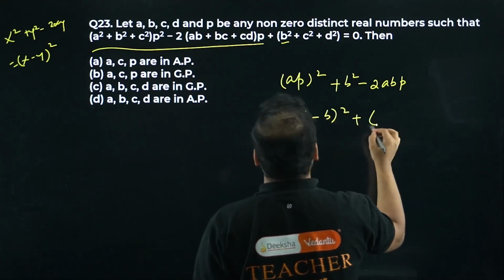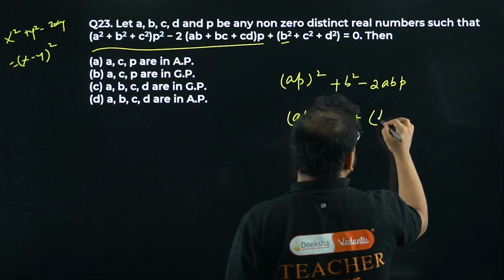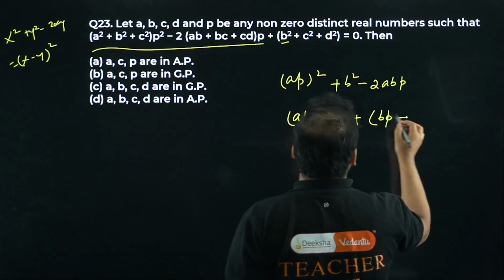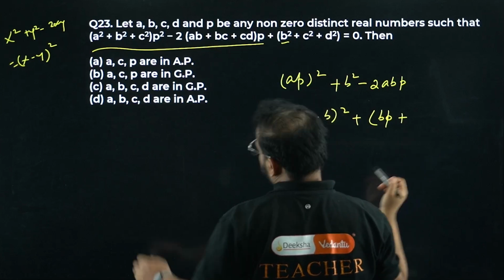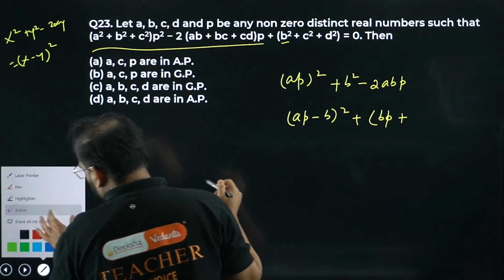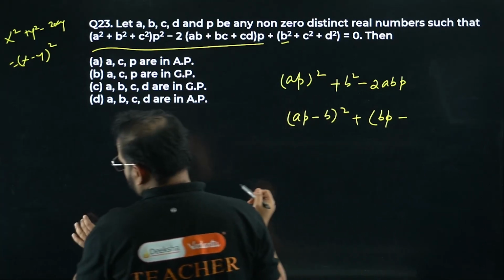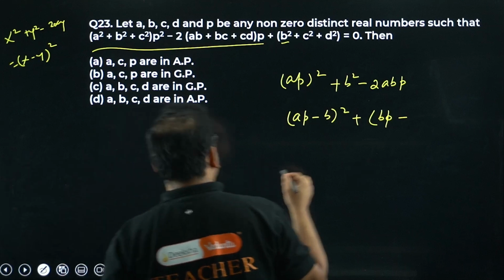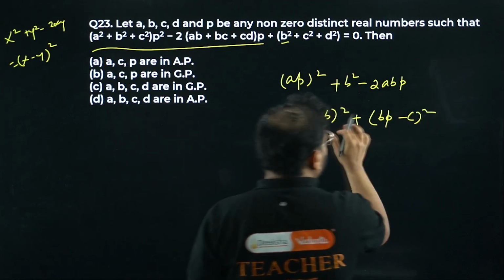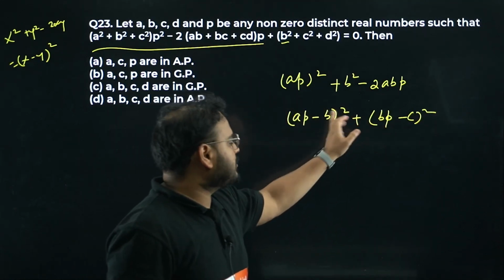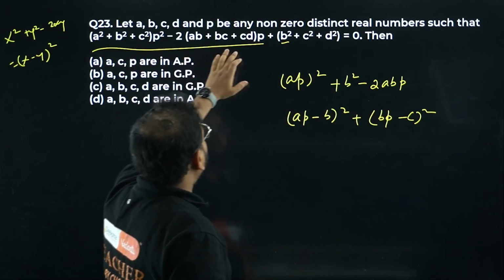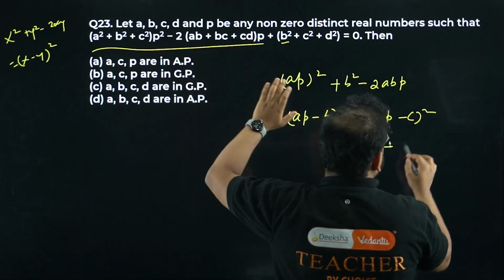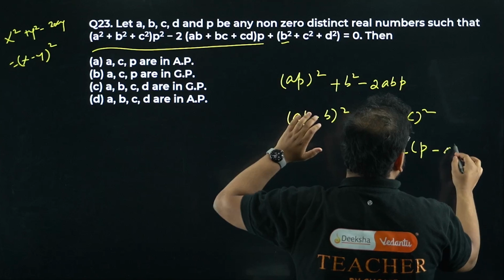Similarly, we'll have BP minus, please check from here what we're getting with BP. We're getting C, so minus C only. I'm writing the first expression, then the similar condition: AP minus B the whole square plus BP minus C the whole square, and next we have CP and we have C with D. It means we'll have this as CP minus D the whole square.